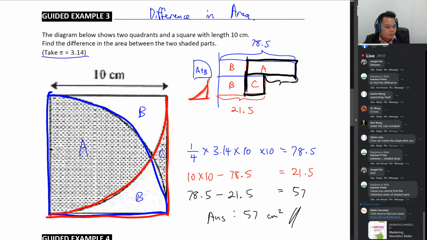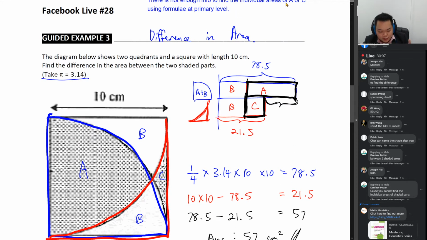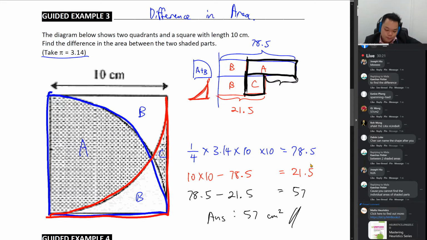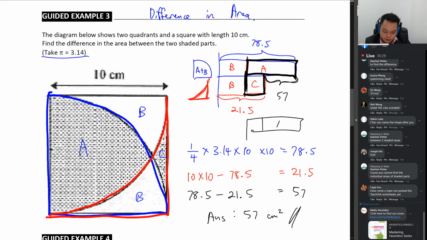Alright? Can name the shape after you? No. Yeah, so there is no way for you to do this at the primary level. Maybe at more advanced stages you've got some other tools that you can use to find out. Alright, but not at the primary level. So anyway, once you've got this ready, this will be 57. It is exactly the difference between A and C, the objective here. Right, the B gets removed.